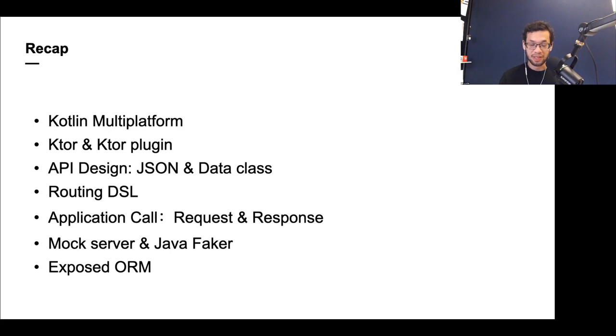Then we handled the application request and response using the call object. In the beginning, we just returned a simple message, hello Ktor, and then we generated the fake product data. And third, we stored the data in a database, searched the query from the database and returned it to the user. So that is the overall workflow, which includes the mock server, the Java Faker library, and also the Exposed ORM. I think we spent about 14 minutes developing a product API step by step.